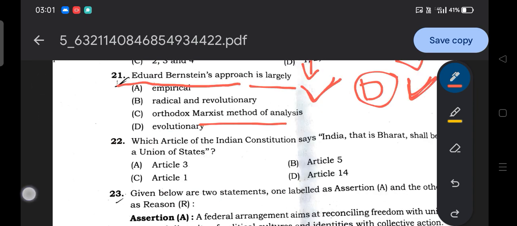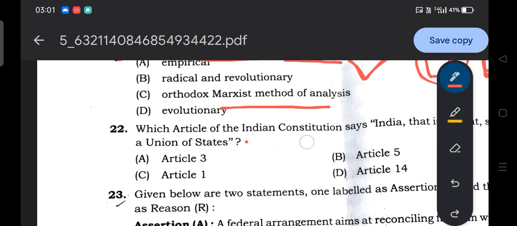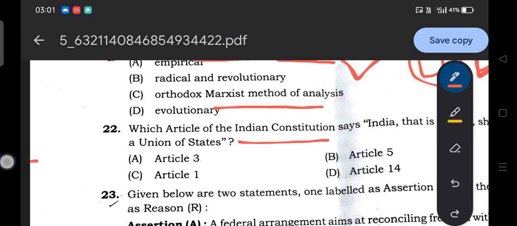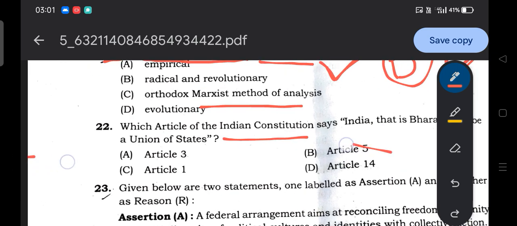Question number 20 talks about which article of the Indian Constitution says India, that is Bharat, shall be a union of states. As you all know, Article 1, option C, a very easy question. It deals with India, that is Bharat, shall be a union of states.